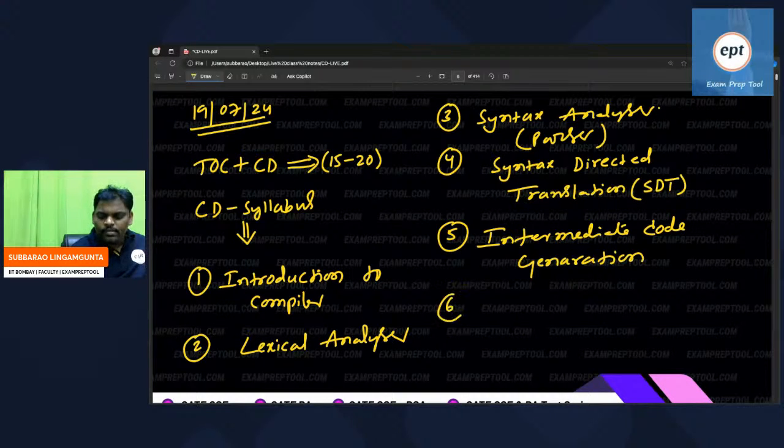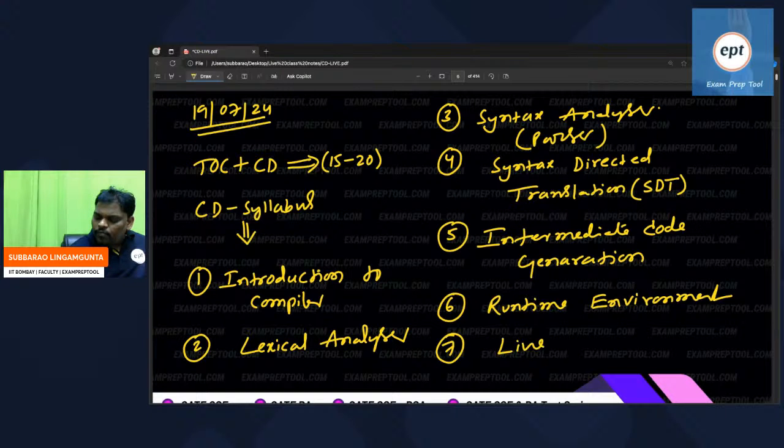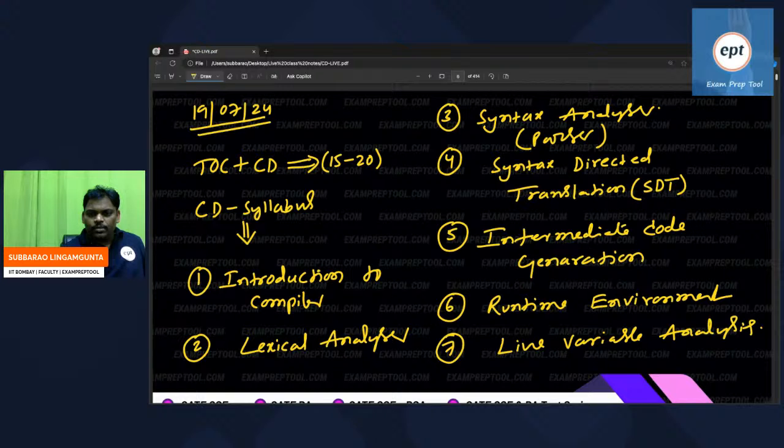So the sixth one is runtime environment. The seventh one is live variable analysis. So these are the topics.